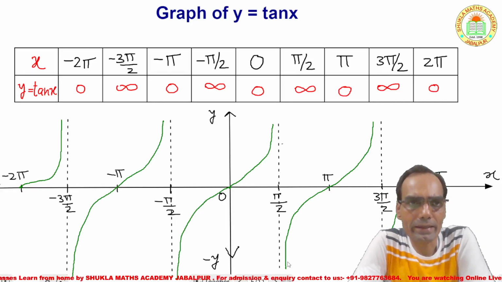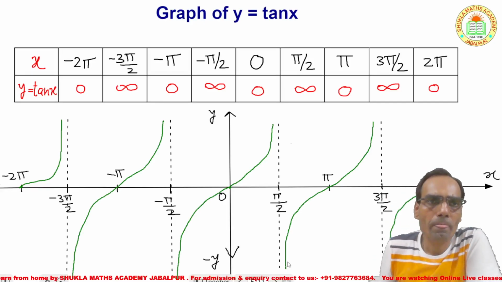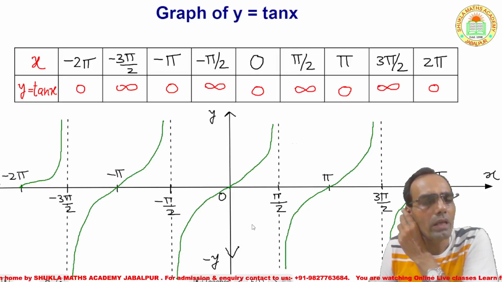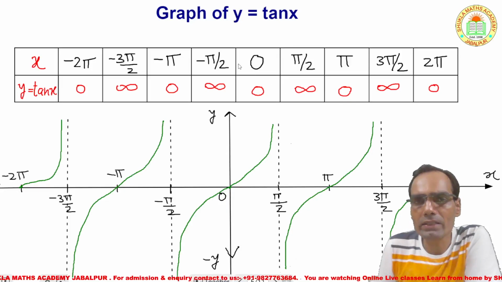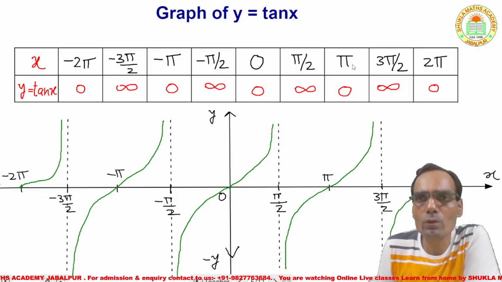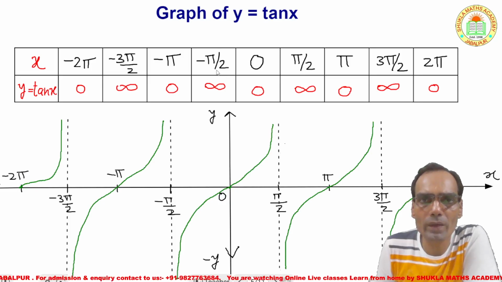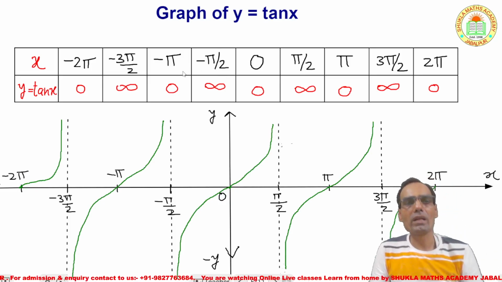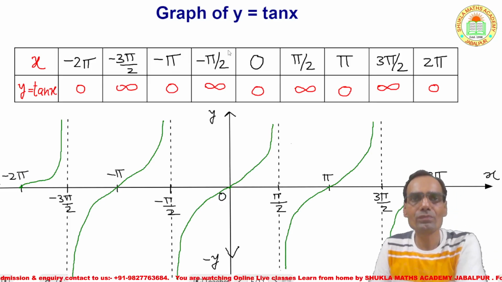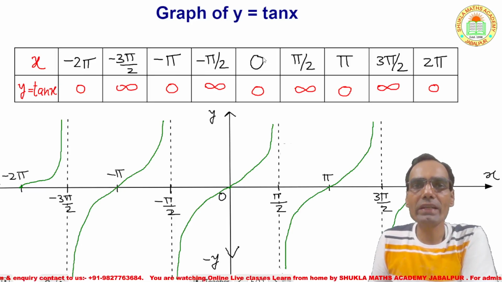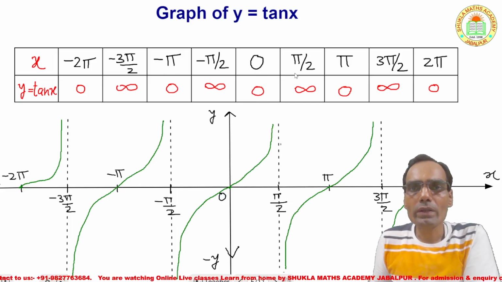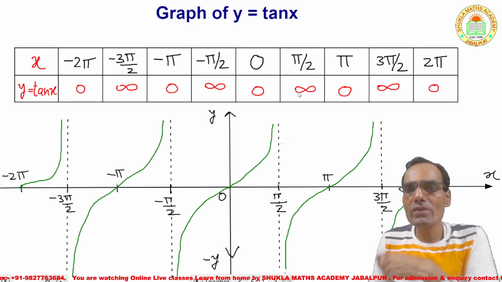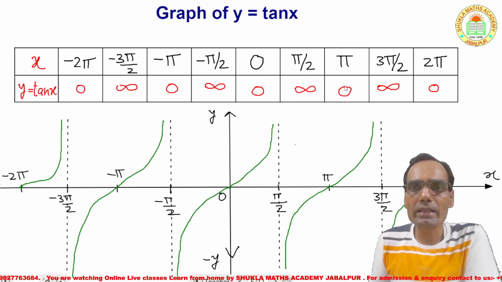And now next is the graph for y equal to tan x, right? Here I am taking the values in the table for x similar to the previous one: 0, pi by 2, pi, 3 pi by 2 and 2 pi on the right side, and on the left side the negative values minus pi by 2, minus pi, minus 3 pi by 2, minus 2 pi, and the corresponding values of tan are coming. Tan 0 is 0, tan pi by 2 is infinity, non-defined, meaning infinity, and tan pi is also 0.